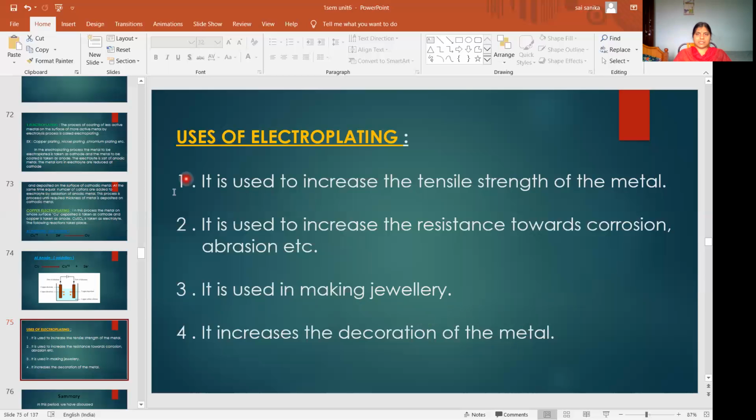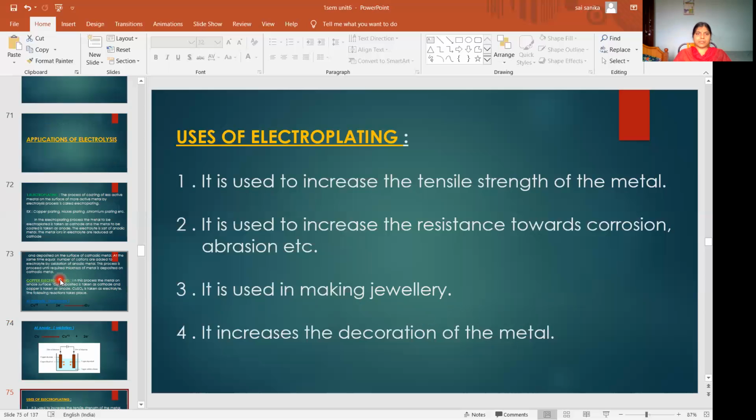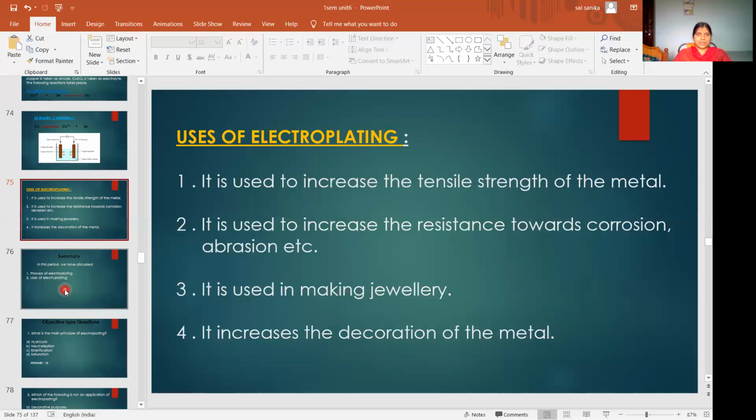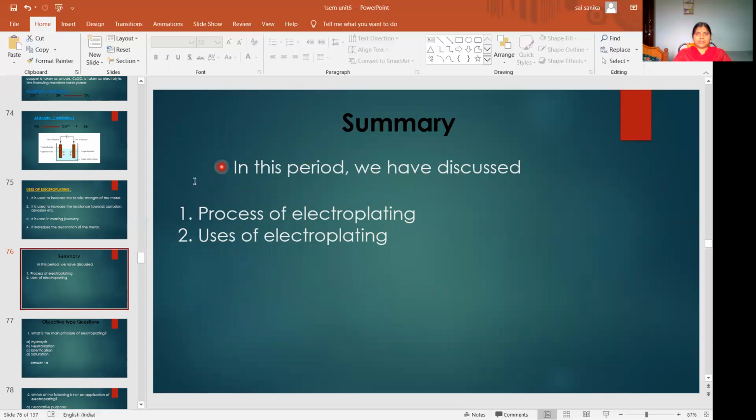So what is the first application? It is used to increase the tensile strength of the metal. Then it is used to increase the resistance towards corrosion and abrasion. And it is used in making jewelry. And it also increases the decoration of the metal. So these are the applications of electroplating. So here, to summarize, in this period we discussed the process of electroplating, then the uses of electroplating.